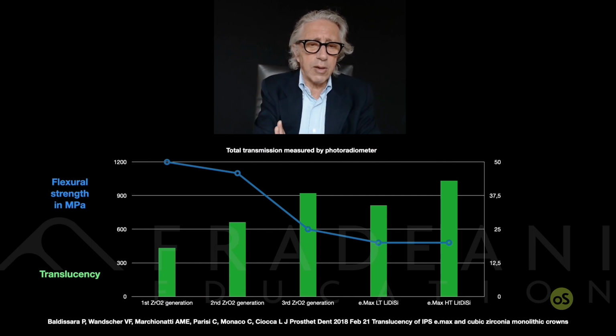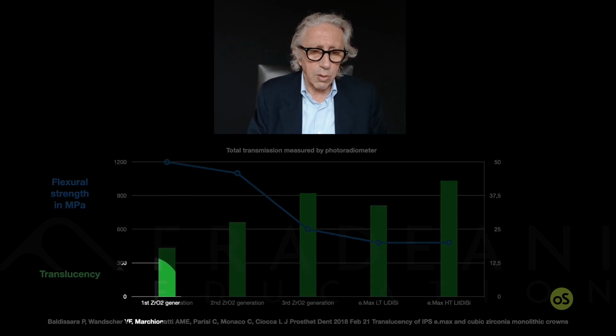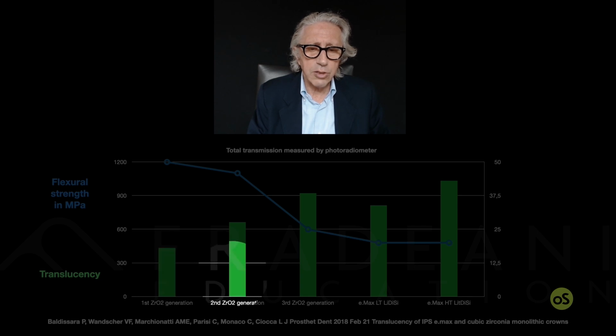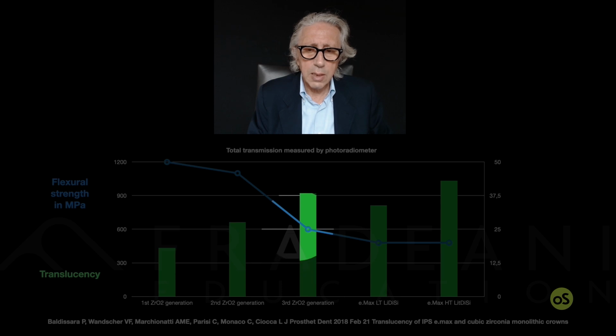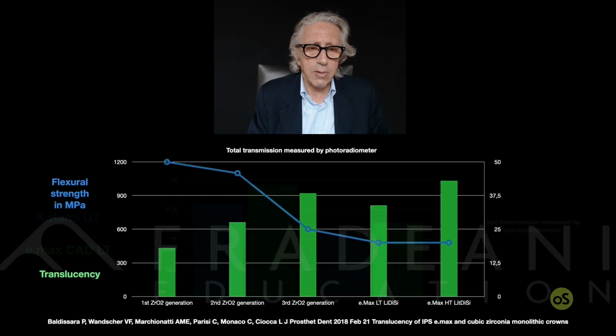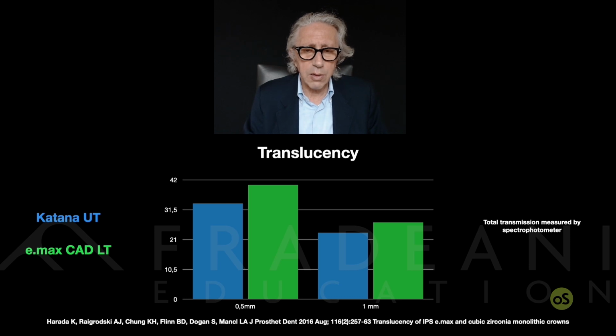This is the comparison between the flexural strength rate and the translucency of the materials. The first generation of zirconia over here, you can see, is not so translucent. The second generation, more translucency, but less strength. And the third generation is much more translucent. And at the same time, you can see the flexural strength rate. Also in this article here, you see the translucency of the IMAX CAD LT, that is low translucency, seems to be a little bit more translucent than Katana ultra translucency. And also at 0.5 and 1 millimeter thickness.